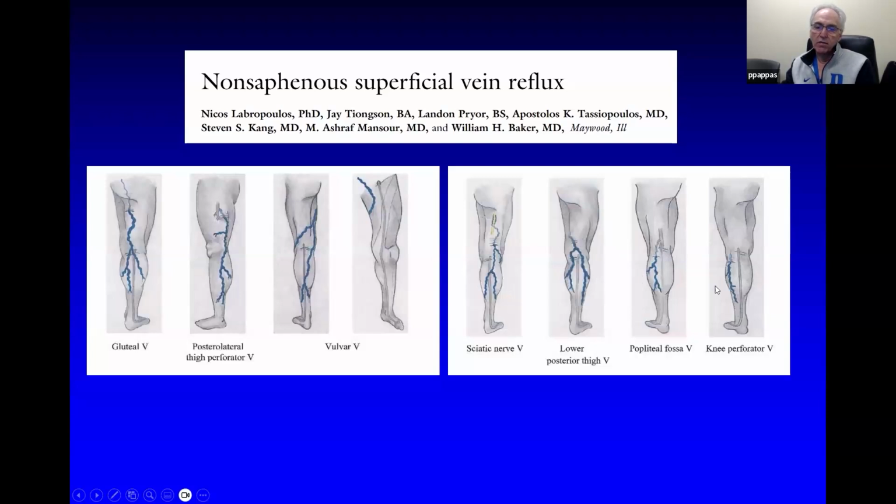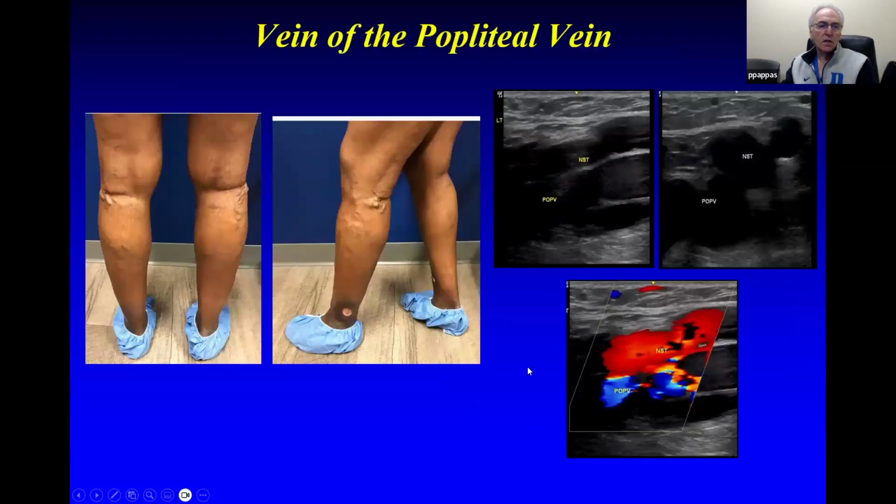And then another knee perforator vein. So here's an example of the vein of the popliteal fossa. This branch right here, on duplex scan, when you look at it, is actually coming off of the popliteal vein right here. And you can see this is a huge vein. When I see this, I tend to ligate this vein rather than just strip it or remove it.